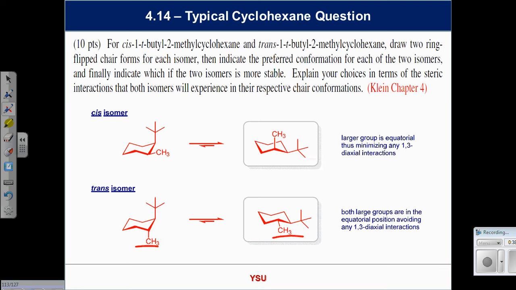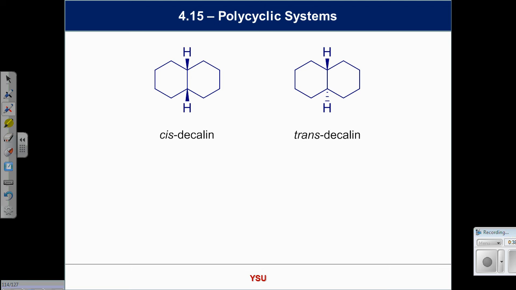And this is much better, isn't it? Because both of them are equatorial. And again, there is no problem here. That T-butyl group and that methyl group are not close to each other, they are pointing away from each other. That's not an issue.